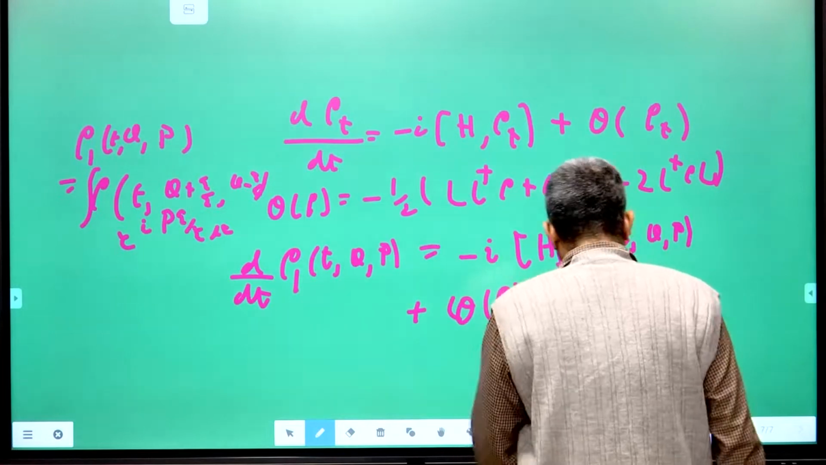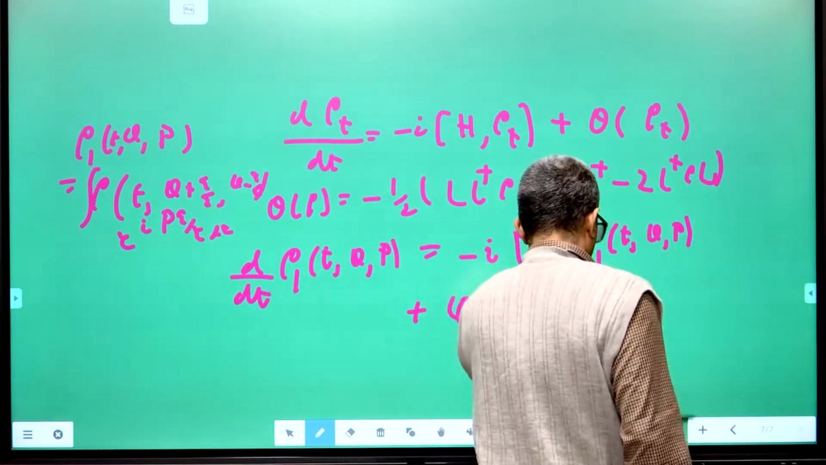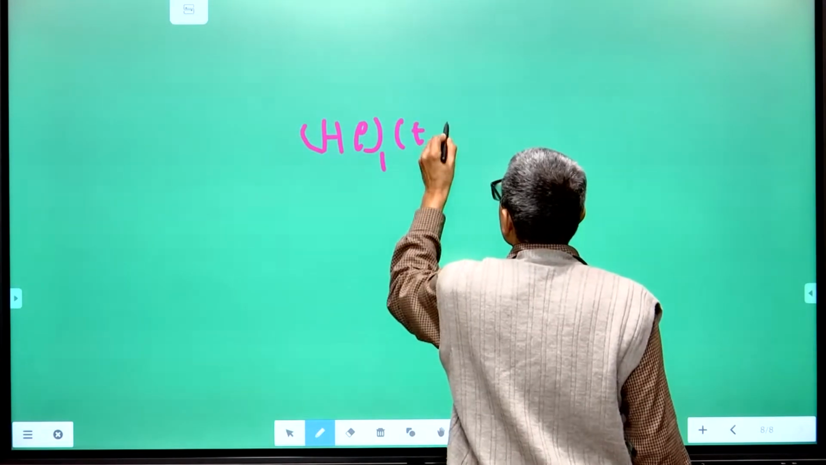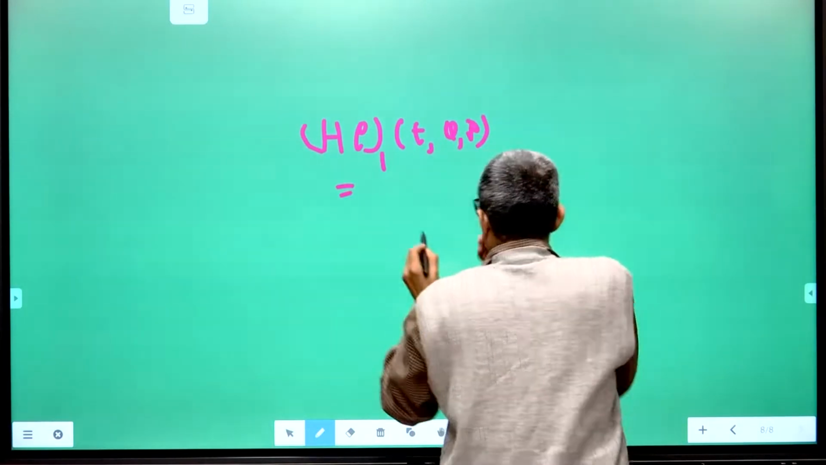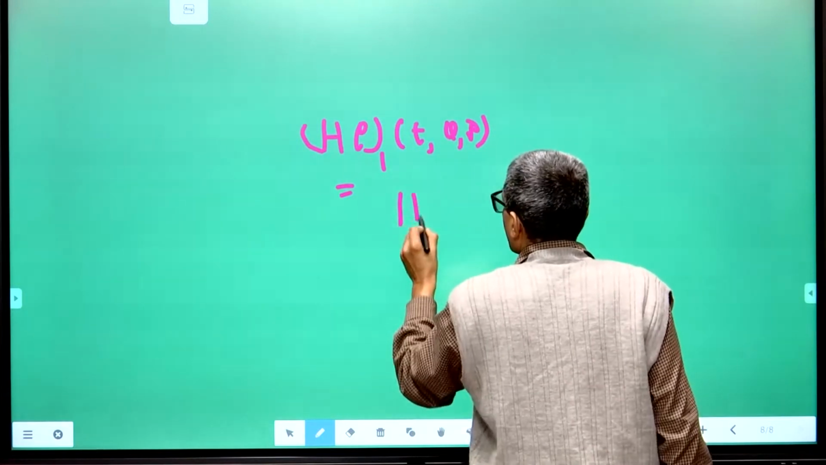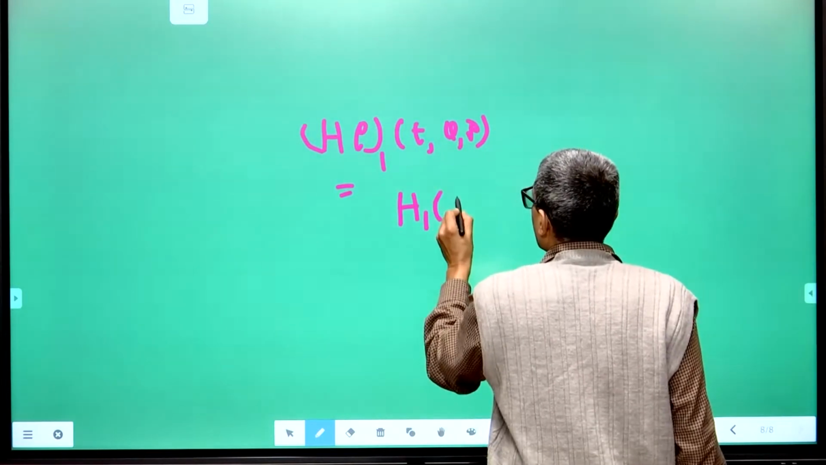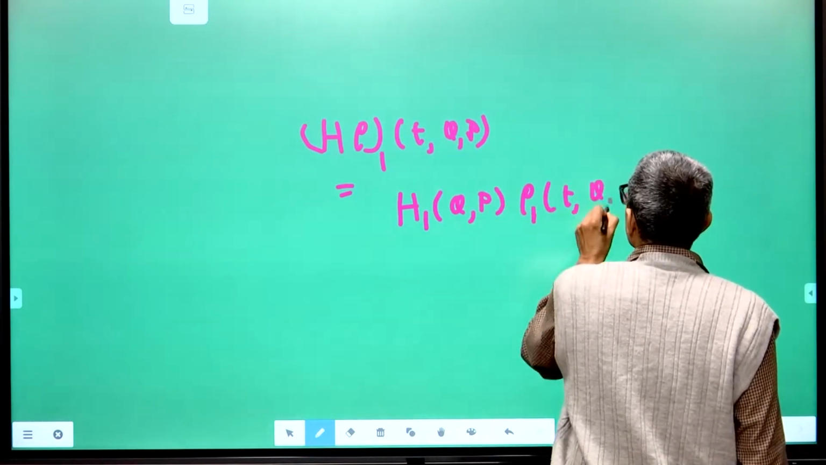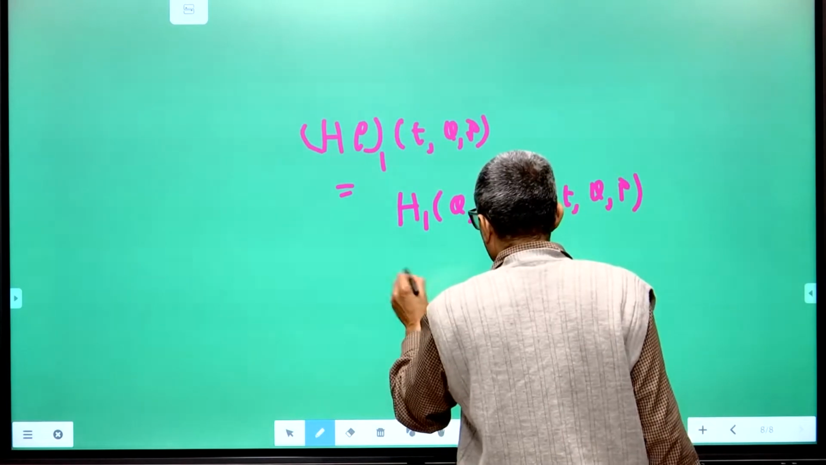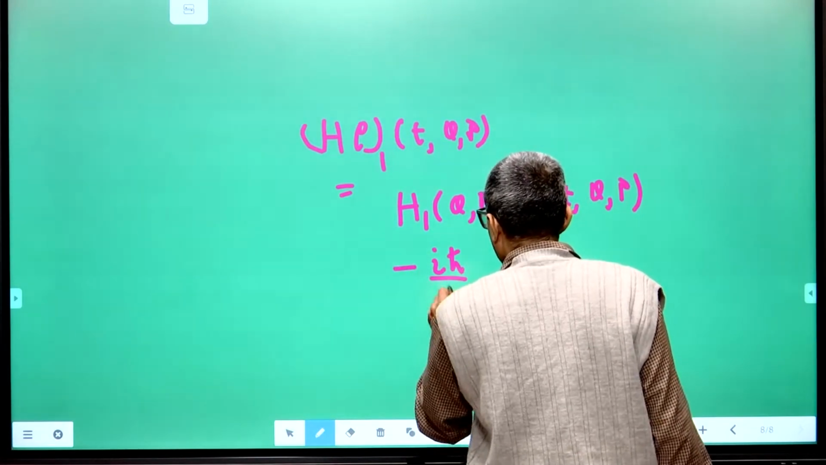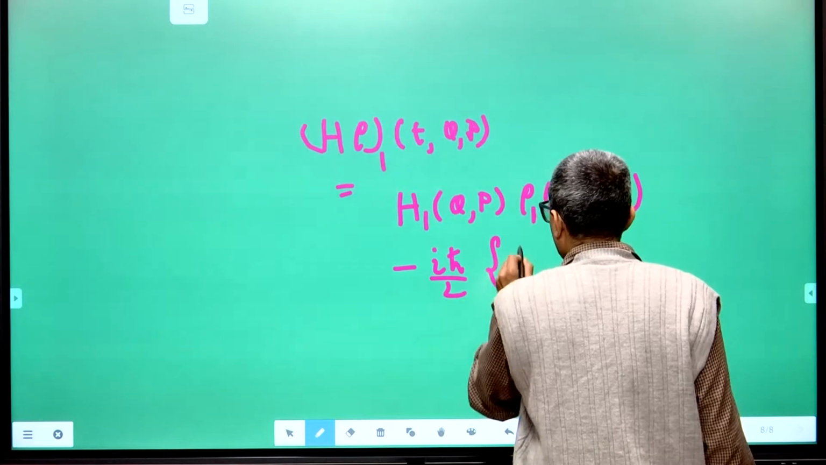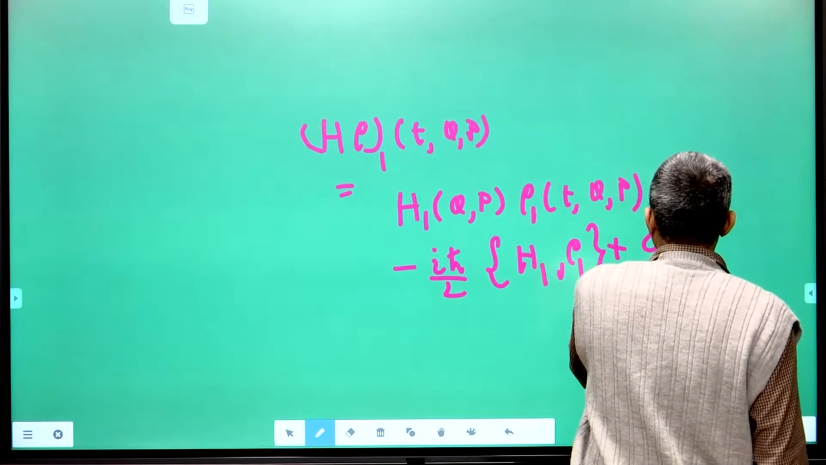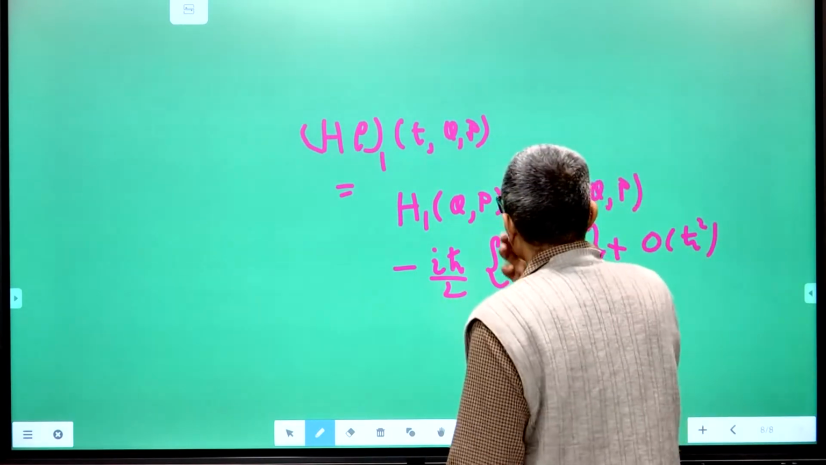And you have already seen that the Wigner transform of Hρ at (t, q, p) can be written as simply H1(q, p) multiplied by ρ1(t, q, p), plus a Poisson bracket term, minus iħ/2 times the Poisson bracket between H1 and ρ1, plus order ħ square. We shall revisit this formula once again.